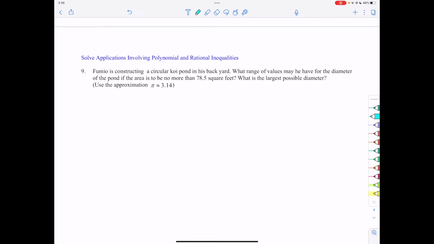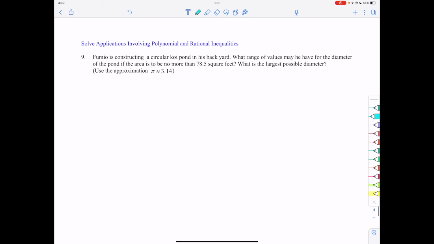And now let's look at two application problems involving polynomial and rational inequalities. So we'll begin with: Fumio is constructing a circular koi pond in his backyard. What range of values may he have for the diameter of the pond if the area is to be no more than 78.5 square feet? What is the largest possible diameter? And we will use 3.14 for pi.